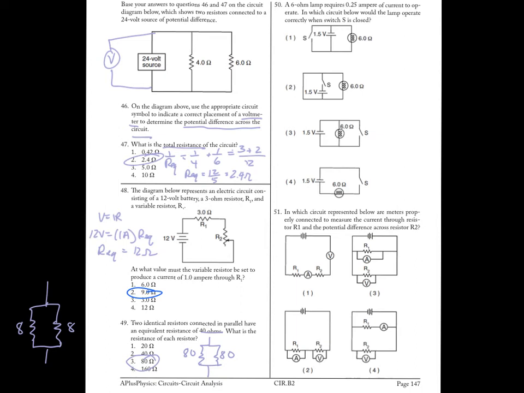Number 50. A 6 ohm lamp requires 0.25 amps of current to operate. In which circuit below would the lamp operate correctly when switch S is closed? So when you close that switch, will 0.25 amps run through the circuit. So if we close the switch, that means we have a parallel circuit and our current is going to be divided. When it's open, you could still have a current of 0.25, because we only got 1 branch to account for, but when you close the switch, you have 2 branches to split it up.